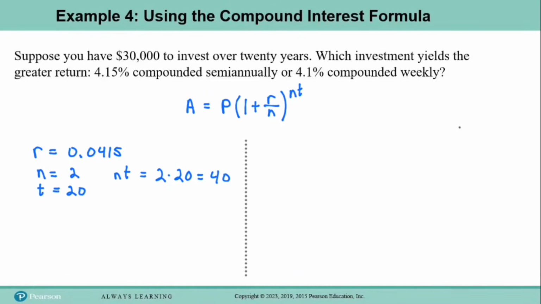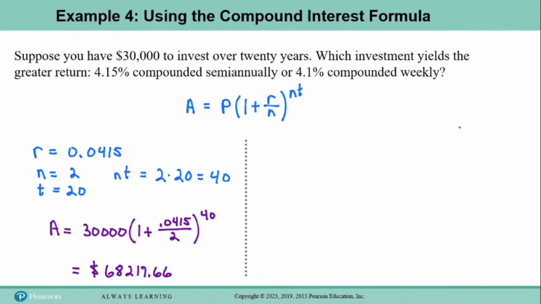And now plugging our known values into our formula, we'll have A equals P, which is 30,000, times parentheses 1 plus r over n, so 0.0415 divided by n, which is 2, close the parentheses, and then the exponent is going to be n times t, which is 40. When we enter this in the calculator, we get a future value of $68,217.66.